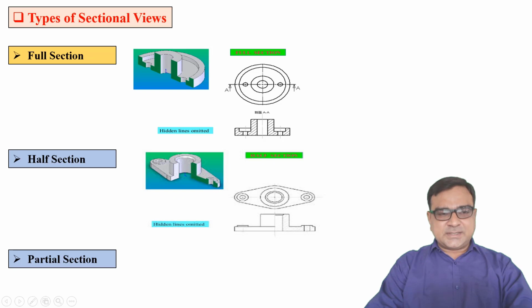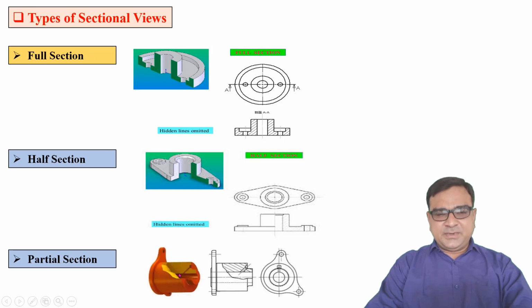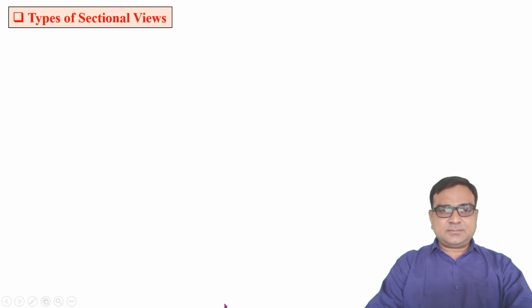Now partial section means if we remove some part of the object and then focus on the sectional view of that particular part, then this type of section is known as partial section.